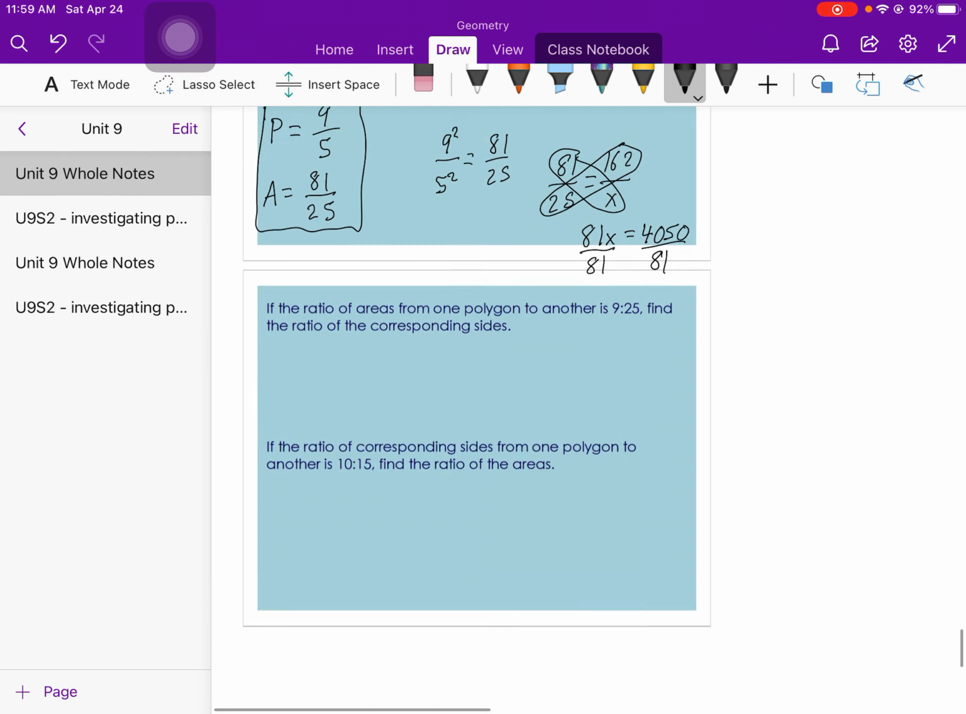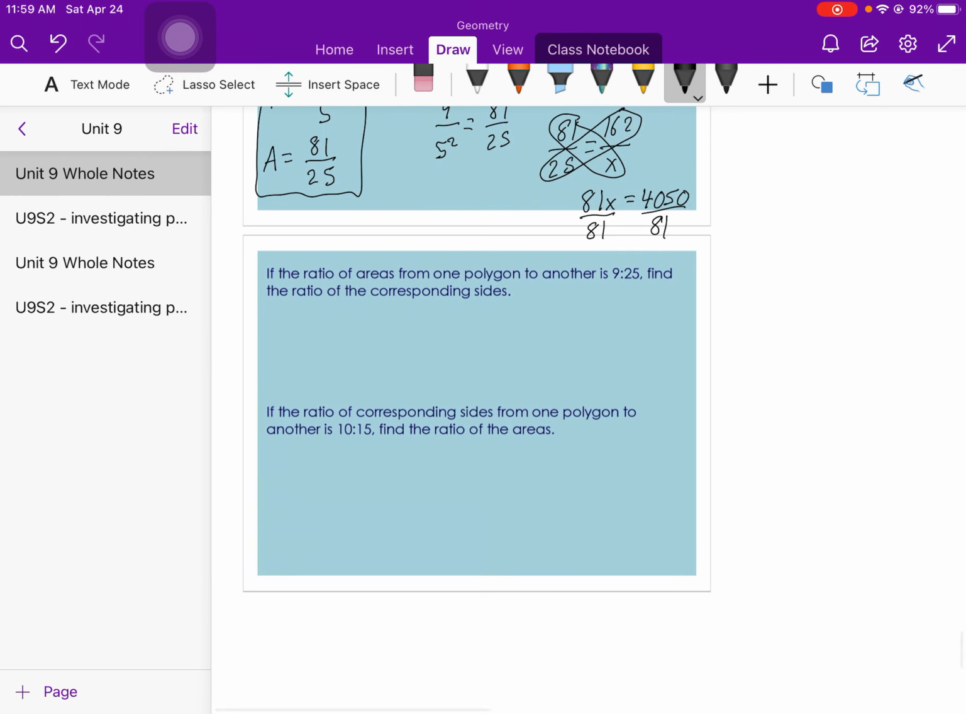All right, two more here. Now these ones don't have figures, so keep that in mind. You might want to draw yourself a picture if you need to. This one doesn't even tell us the shape, but as long as we know the ratios, we should be able to solve it. If the ratio of areas from one polygon to another is 9 to 25, find the ratio of the corresponding sides.